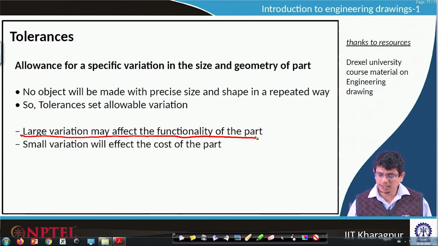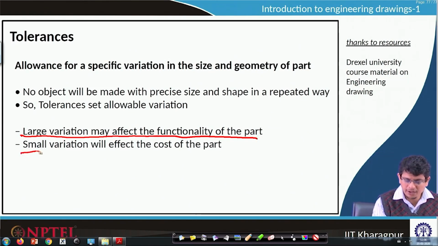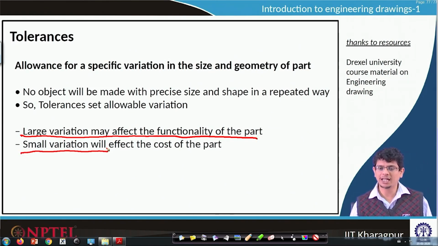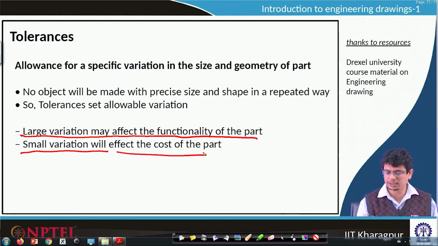Even for example, the finger rings we use, if it is too large, we will not be in a position to effectively use that ring. If it is too small, it does not fit into our finger either. So, for any object, with these tolerance things, if there is a large variation, it severely affects the functionality of the part. However, if you want to really make it precise, that means making a very small variation, then one has to take utmost care, and making that component will be very costly.